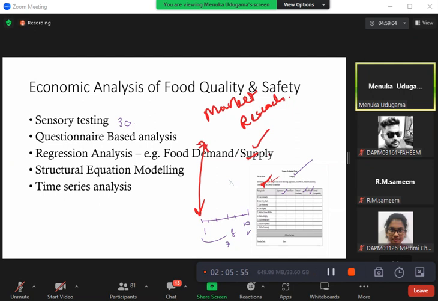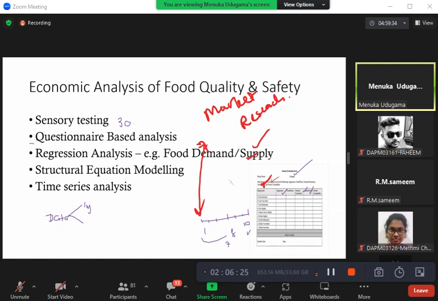Sensory quality. Then another very widely used tool is questionnaires. For social science research and economic research, you use questionnaires a lot. From a questionnaire, you can collect data. When it comes to data, there are two types: primary data and secondary data. Primary data you collect directly from your respondents using a questionnaire.